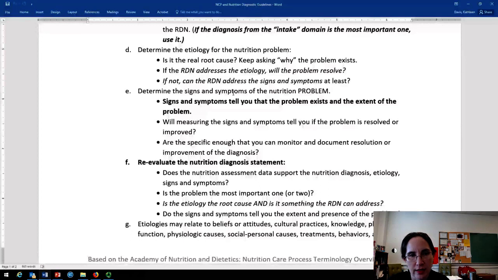Is the etiology the root cause? Can the dietitian address the root cause? And if not, can the dietitian address the signs and symptoms, and do they relate to the problem?